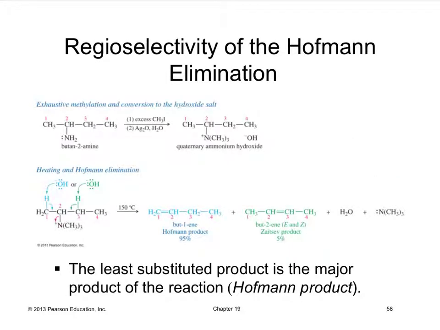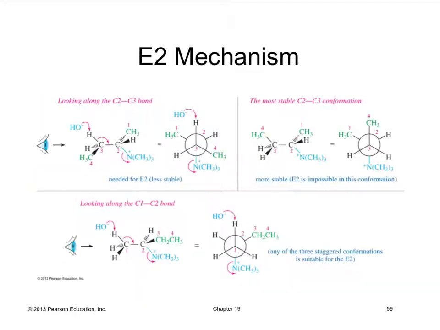There is regioselectivity in Hofmann elimination. So if we have, for example, butanamine in the presence of excess methyl iodide and silver oxide in water, you generate the quaternary ammonium hydroxide. Now the hydroxide will deprotonate either here or here or here, and then form either the double bond here or over here, and this will leave. So you can generate 1-butene or 2-butene, and the one that is favored is the Hofmann product or the least substituted product.